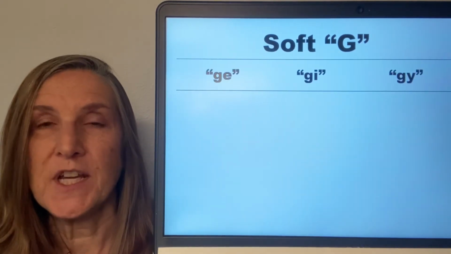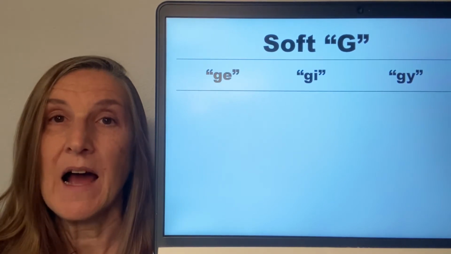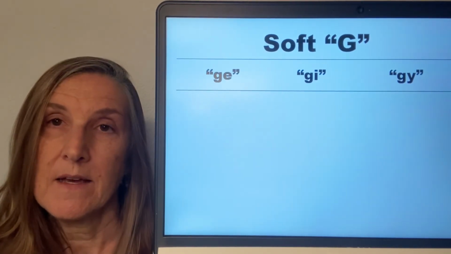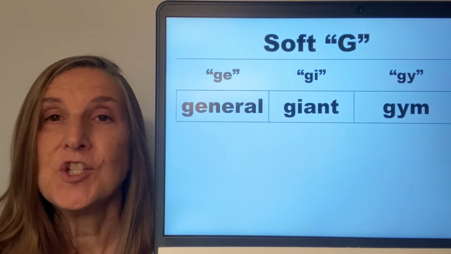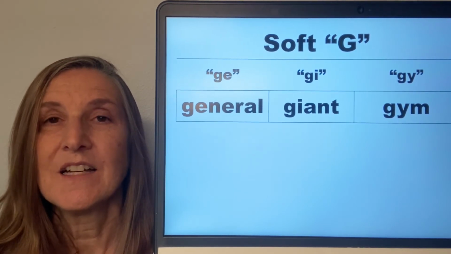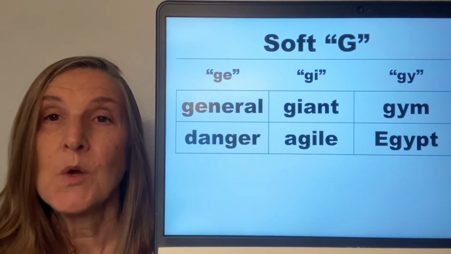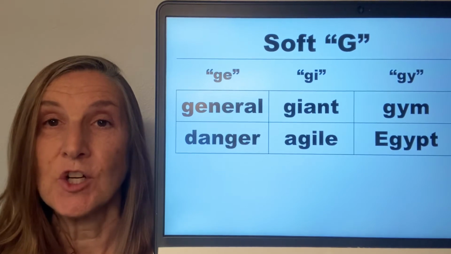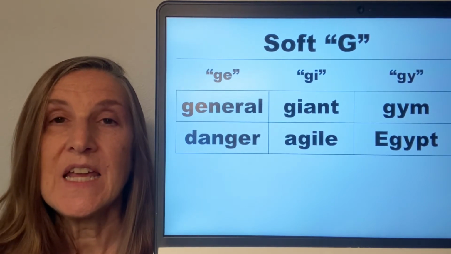The soft G usually occurs when the G is followed by an E, an I, or a Y, as in the words general, giant, gym. In the middle of the word, we would have words like danger, agile, Egypt.